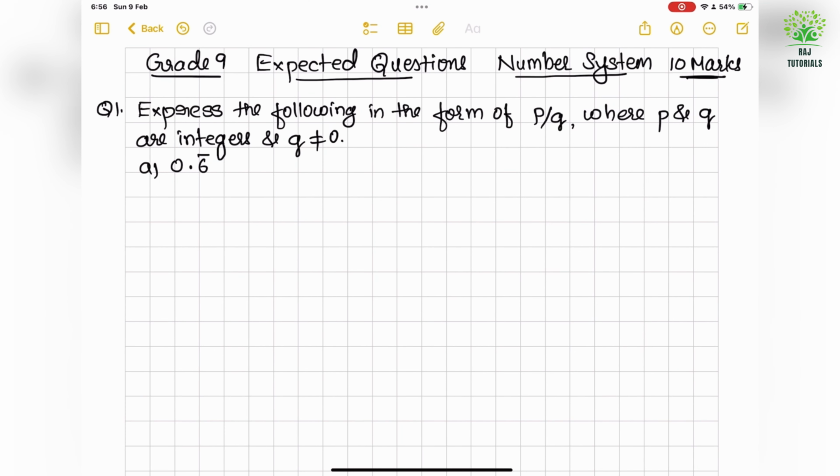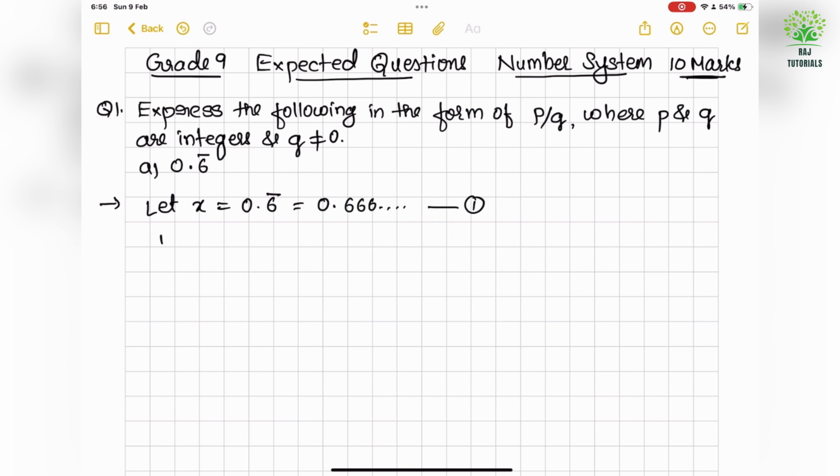Let us start with a new topic, that is expected questions of number system that contains 10 marks in the exam. Now the first question is 0.6 bar. So how can I solve this? Let x equal to 0.6 bar. So that will be 0.666 and it will continue. So this I am giving as one number.